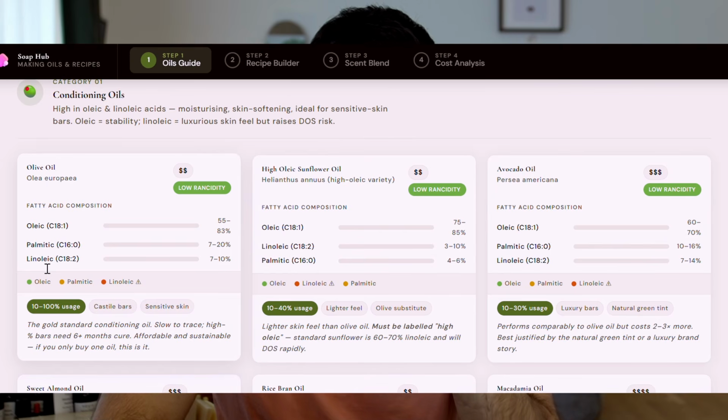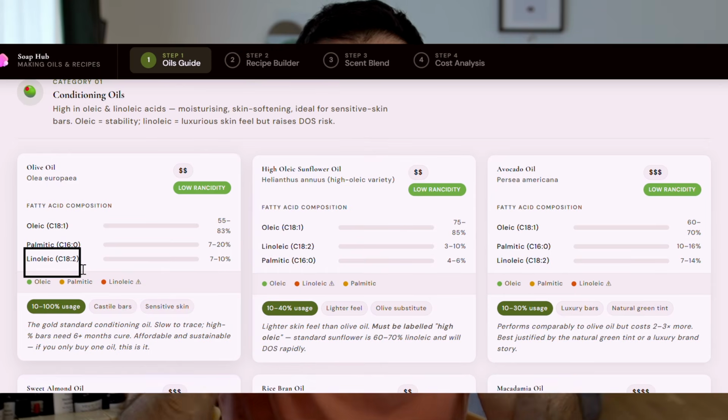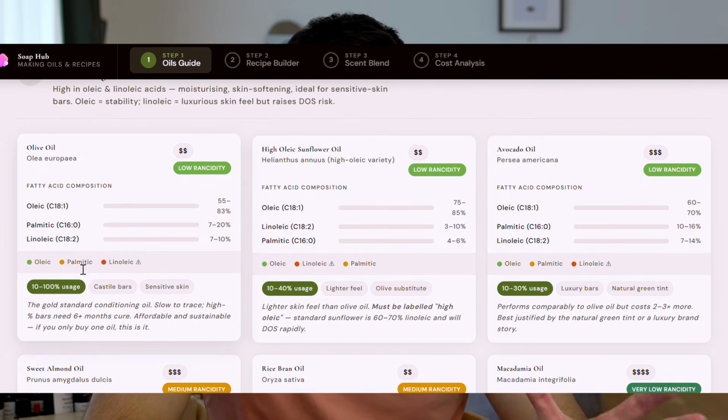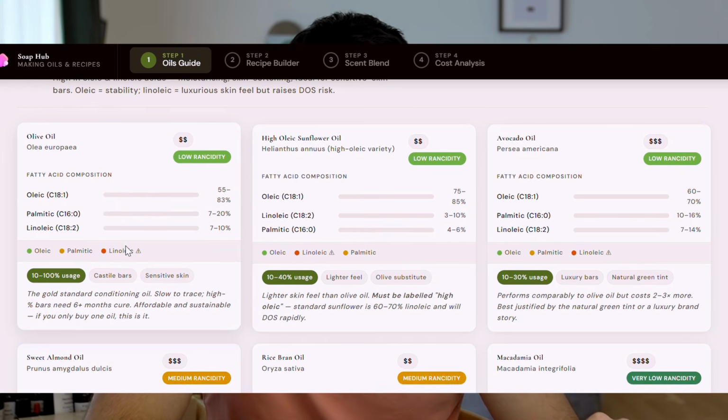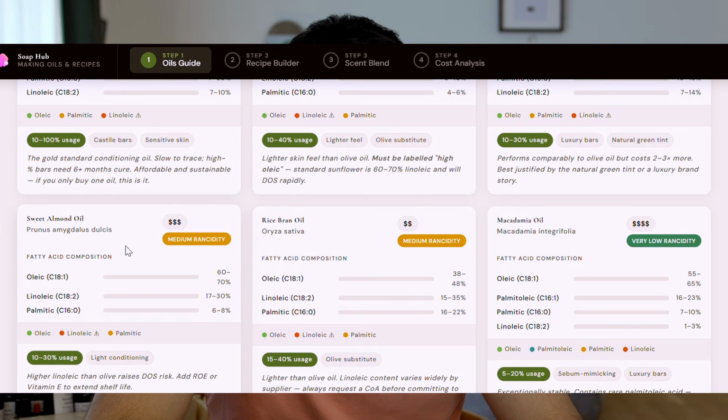And the reason it oxidizes, for those of you who are into chemistry, is because it has two double bonds. So you can see here it says C18:2, it means that it has two double bonds, and the more double bonds a substance has, the more prone to oxidation it is. Cool, so olive oil is not very prone to oxidation because it has a low concentration of linoleic acid. But let's take a look at some other ones.